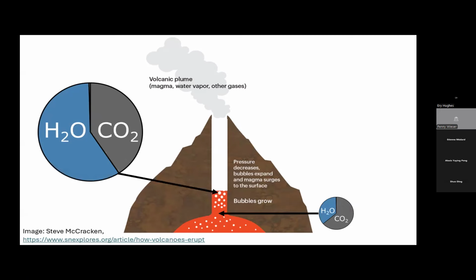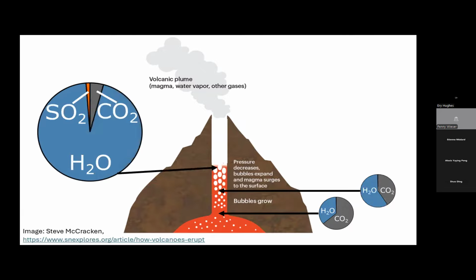And this is as water starts to exsolve from the melt into the vapor. And then we also get other species starting to go into the bubbles. Typically the pressure at which this occurs is variable, but sulfur starts to go into the bubbles more towards the surface.